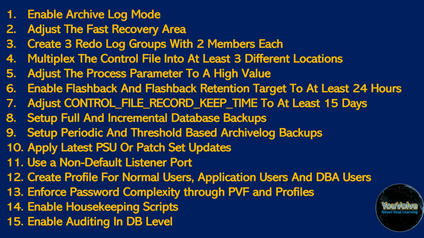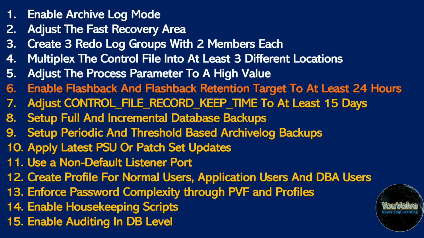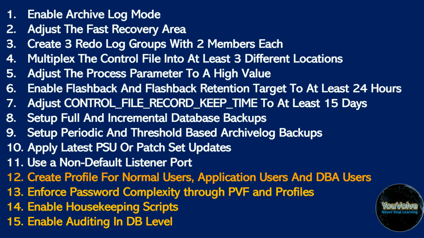Enabling archive log mode, adjust the fast recovery area, create 3 redo log groups with 2 members each, multiplex the control file into at least 3 different locations, adjust the process parameter to a higher value, enable flashback and flashback retention target to at least 24 hours, adjust the control file keep record time to 15 days at least, set up full and incremental backups for the database, set up periodic and threshold-based archive log backups, apply latest PSU or patch set updates, use a non-default listener port, create profiles for normal users, application users, and DBA users, enforce password complexity through password verify function and profiles, enable housekeeping scripts, and enable auditing at the database level. So now let's apply these standards to our OEM repo database.